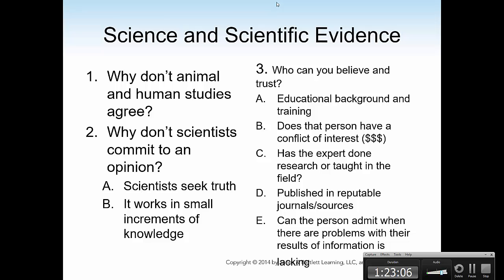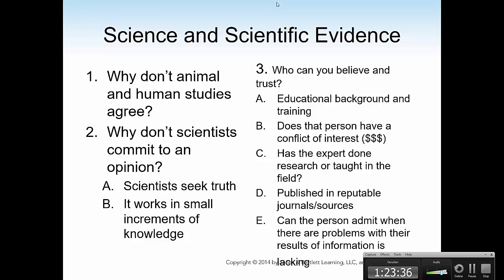So who can you believe? Who can you trust? Well, sometimes we forget. We're so bombarded by stuff on YouTube, on the television, on the radio. People have opinions, and they sometimes say them very loudly. So, number one, the person who is speaking, what's their educational background and training? Do they have a conflict of interest? That's a big one. Look for that one.